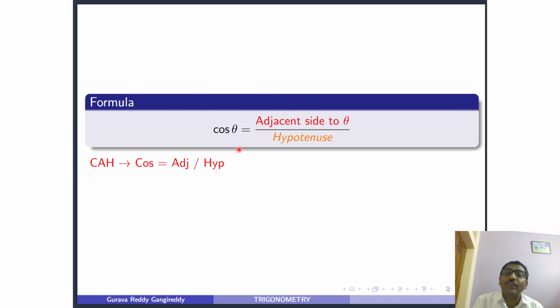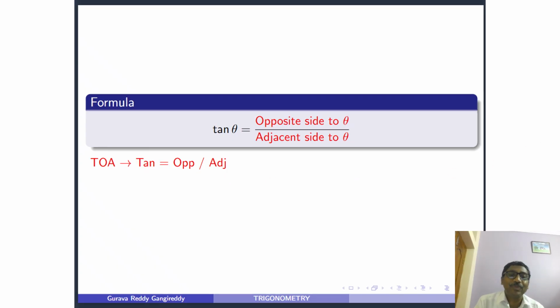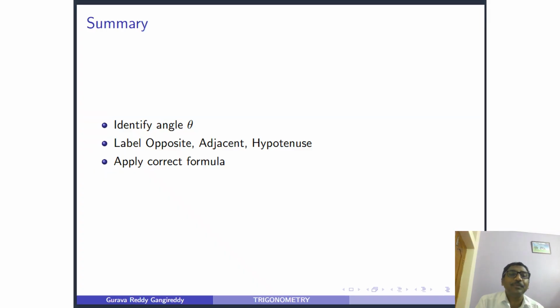Formula: cos theta equal to adjacent side to theta by hypotenuse. Cos equal to adjacent by hypotenuse. Formula: tan theta equal to opposite side to theta by adjacent side to theta. TOA. Tan equal to opposite by adjacent. Summary: identify angle theta. Label opposite, adjacent, hypotenuse. Apply the correct formula.